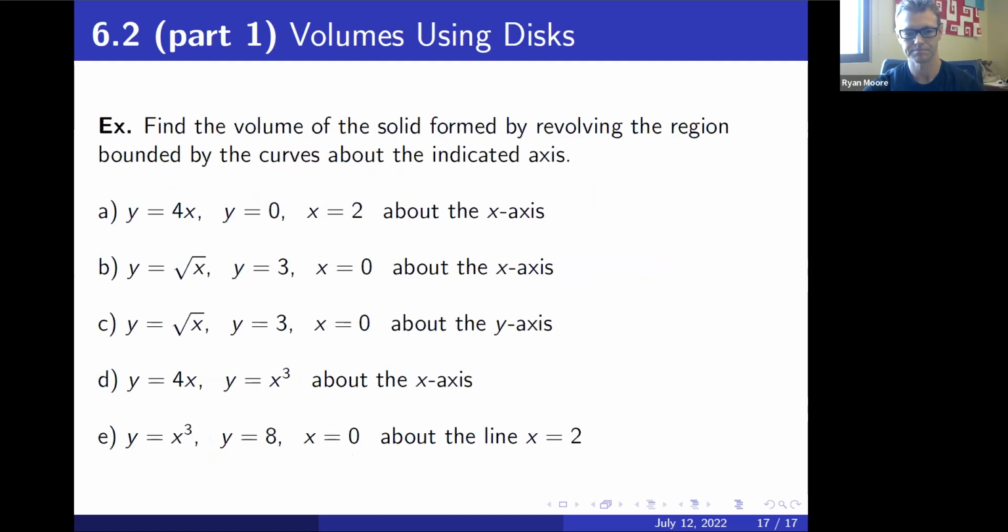I think we're going to get to these in the next video, but at least let me present them here. Find the volume of the solid formed by revolving the region bounded by the curves about the indicated axis. So, when they give us a problem, very much like in the last section, they're just going to tell us a few functions. We'll need to figure out what the region is, and then figure out how to revolve it about an axis. Most of the time, an axis is either going to be the x-axis or the y-axis. Notice here in part E, we're going to revolve about a different line other than the x or y-axis. So we'll see a lot of stuff here.